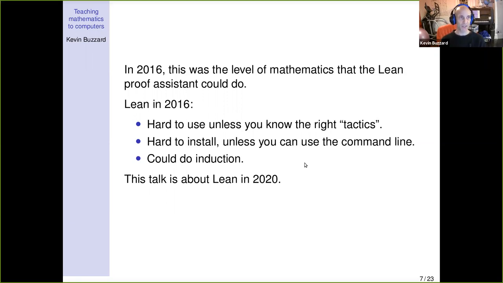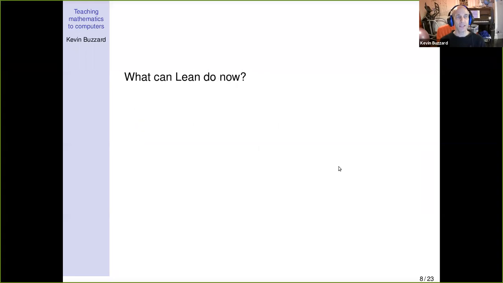But this talk is about what's happened over the last 4 years with this software, Lean in 2020. And now Lean in 2020 is quite different. So what can Lean do now? Well, the first thing to stress is that Lean 3 is not a computer. Lean 3 should not really be used to do big computations.